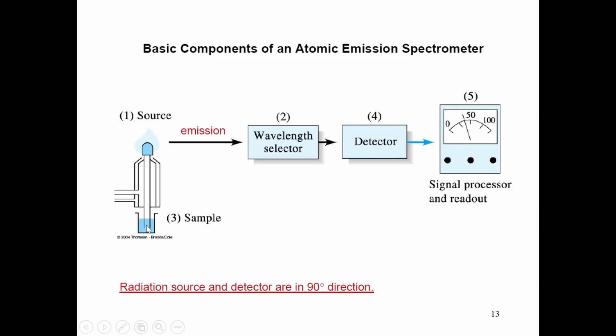So you see you have the sample in the vials or whatever sample holder, tubes, and then it is aspirated into the nebulizer, then it goes to the torch. And this torch here, notice it's at 90 degrees. The radiation source and the detector are in a 90-degree direction. So you have an emission here as the atoms go back to the ground state, then you choose the wavelength. Each element will have its own wavelength.